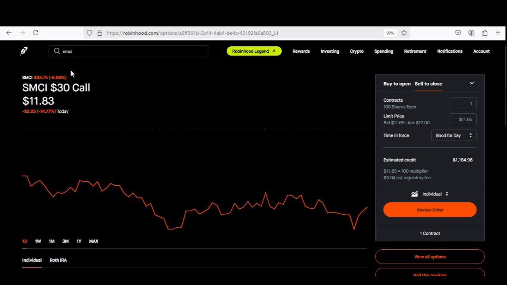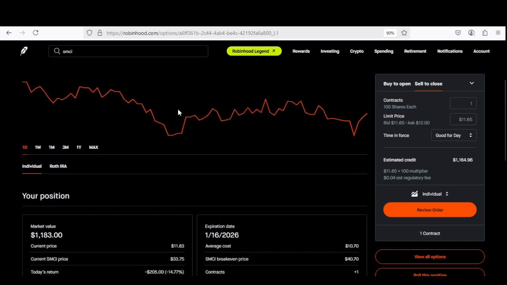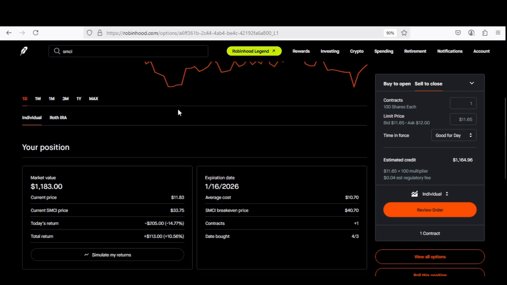So right now I'm on one of my calls for Supermicro. This is the $30 call right here, and this is a LEAPS option. So let's go ahead, I'm going to give you the details. As you can see here, this is a LEAPS option that expires January 16, 2026. The average cost is 1070, or $1,070. Currently, it's trading at a price higher than what I paid for it, which is $11.83. The result of that is that I'm currently up on the position by $113, or about 10%.